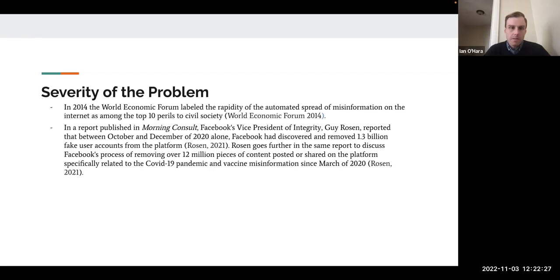Also, Facebook has had a process recently in 2020 to remove 12 million pieces of content posted or shared on the platform, specifically related just to the COVID-19 pandemic and vaccine misinformation. So that's one topic, and that's a brief period of time in which 12 million pieces of false disinformation or misinformation content were on Facebook, and that was around the same time that they were trying to get rid of over 1.3 billion fake user accounts. So you can see that a lot of what's happening here can kind of muddy the waters of information seeking and muddy the waters of discourse.